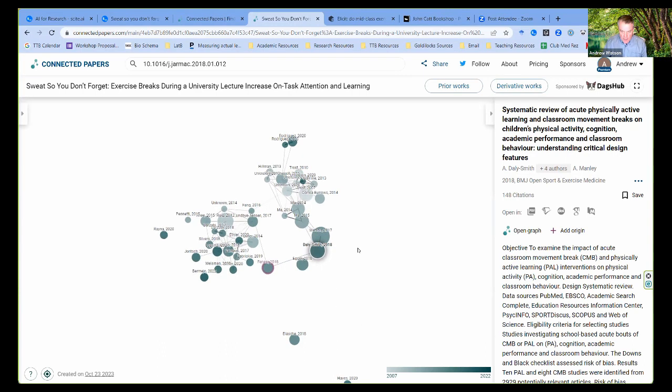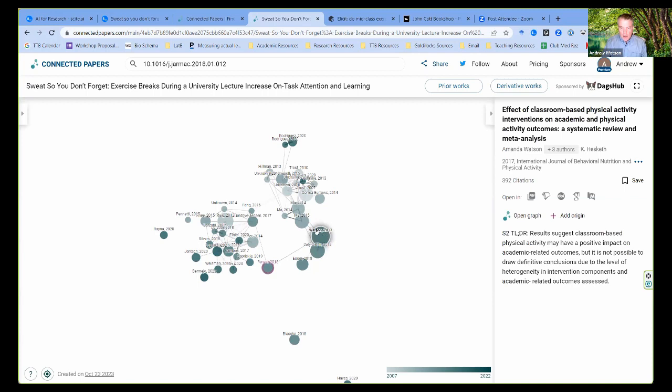So for instance, this study right here, that says Watson, but it's not me. That's quite large because it's been cited a lot, and it's fairly dark because it's quite recent. So that's actually a good place to start. What does this study say? The effect of classroom-based physical activity, and so on.